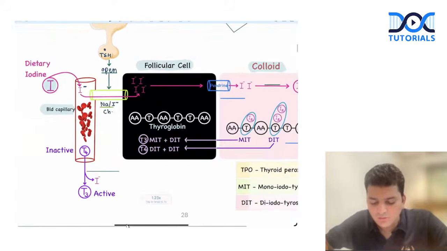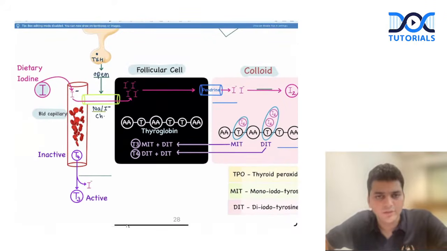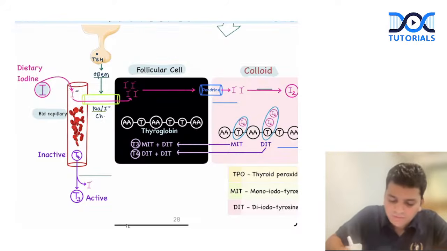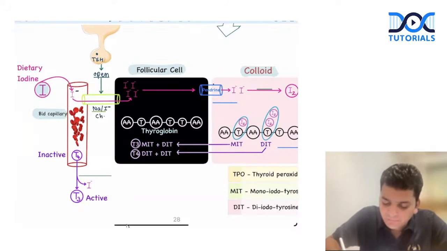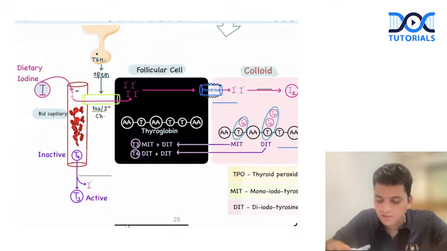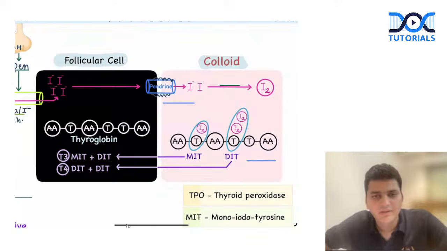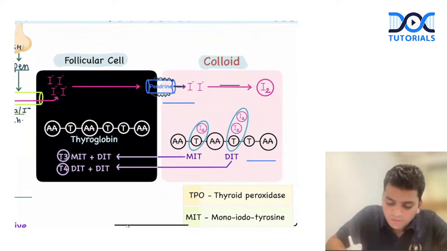And these iodine molecules now will be pushed forward towards the colloid. To push in the colloid, we require a special protein and that is called as the pendrin protein. There is a special channel which is connecting the follicular cell with the colloid, pendrin. And now the iodine has come in the colloid.